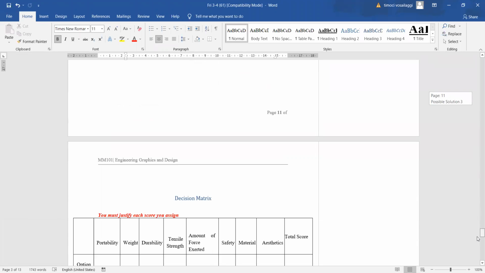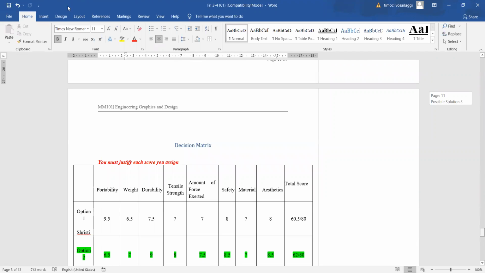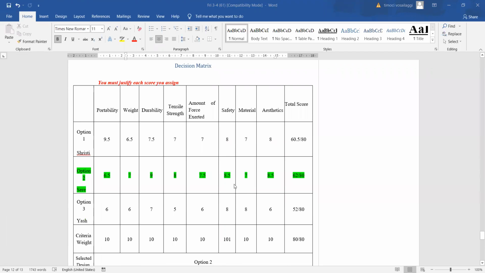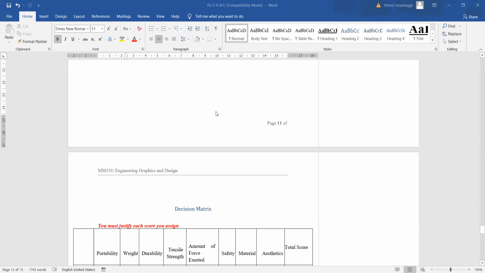Just a quick note on your evaluation. You have to try and justify each of these number scores that you give, okay? So if you give an 8 out of 10, why 8 out of 10 for possible solution 1? Why 8.5? You have to be very specific as to why you've given this score. So you can say option 1 gets a score of 9.5 for portability because it blah, blah, blah. It'll be quite lengthy, but that is a proper evaluation.